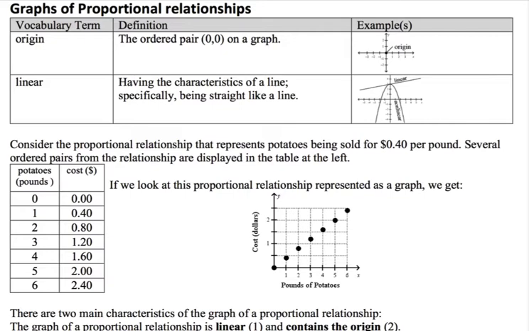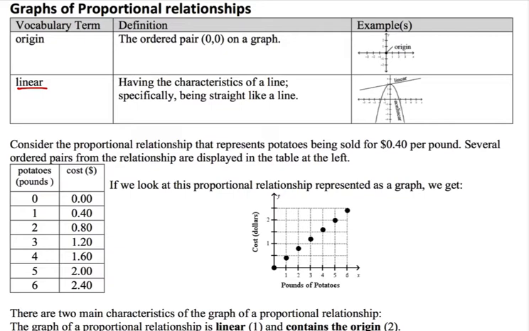So into the notes, graphs of a proportional relationship, you need to know what the origin is. It's the ordered pair 0, 0 on the graph. It's right in the center. And the word linear is the adjective form of the word line. So it basically means line-like.